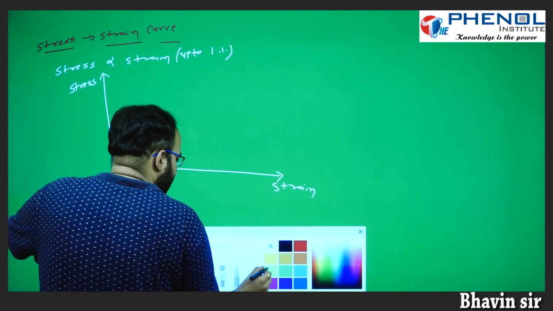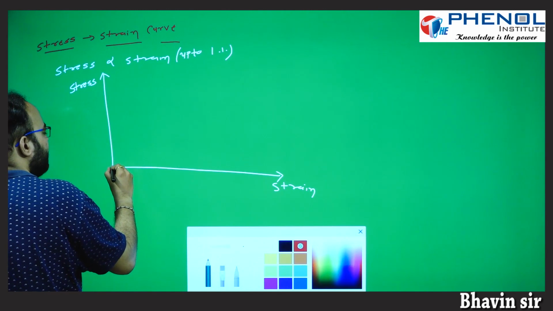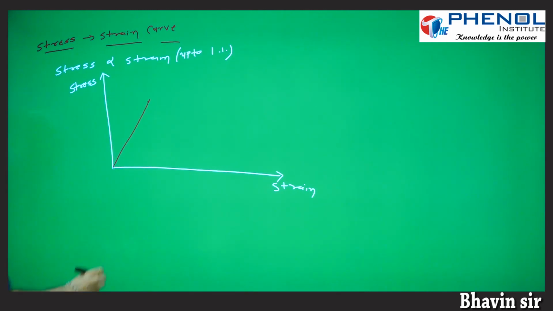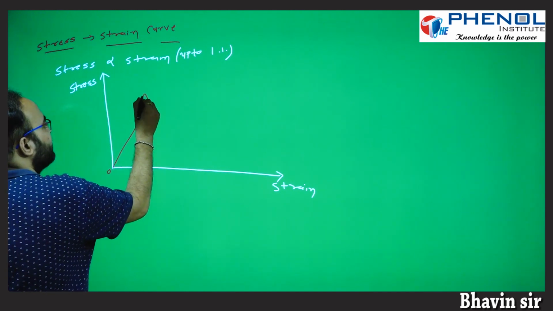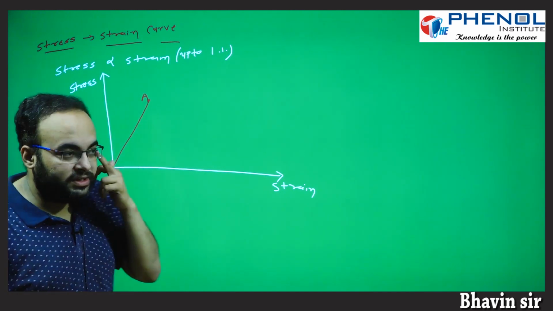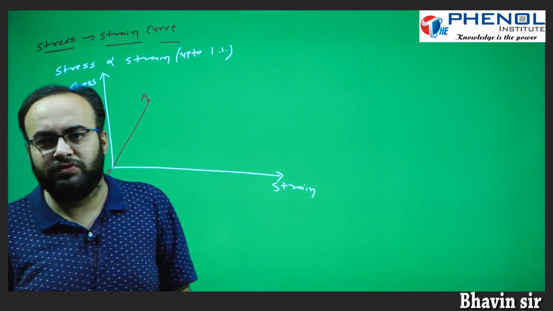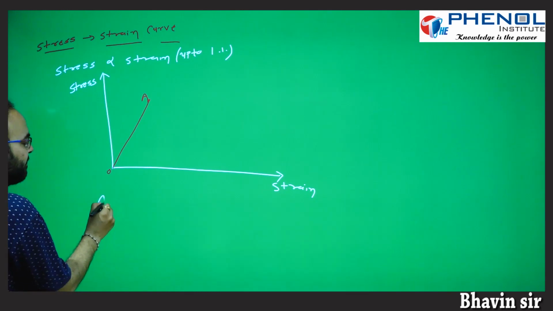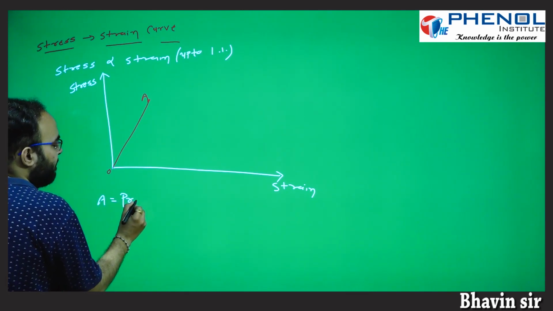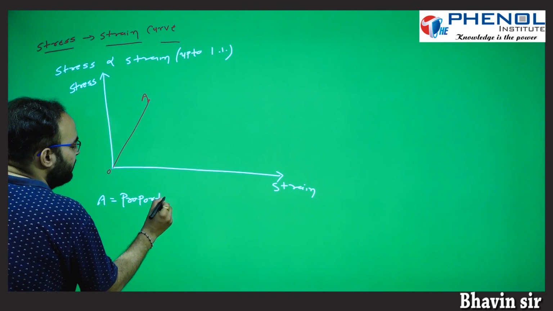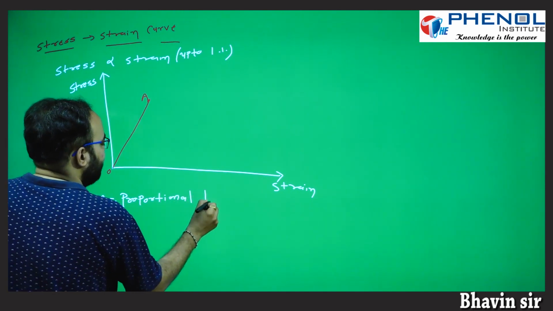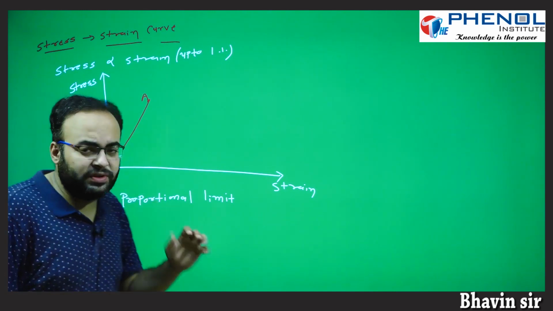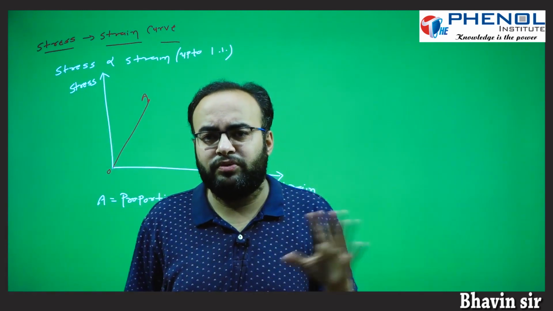Now we discuss the graph of stress versus strain. See students, here is O, and suppose this is A. Up to A, stress and strain are proportional to each other. So students, A is known as the proportional limit. Why? Because up to A, stress and strain are proportional to each other. After that, they are not proportional to each other.